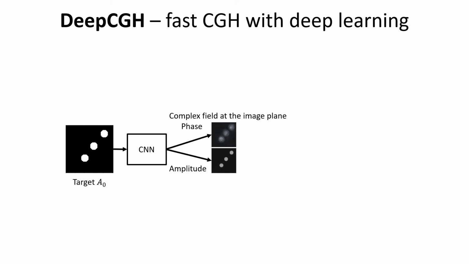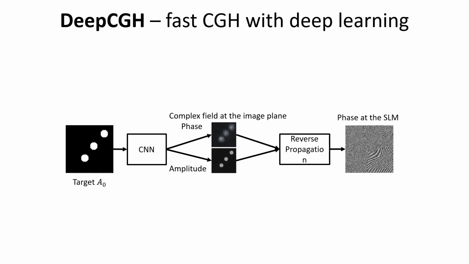Once we have the complex field, we can propagate it backwards to the SLM and get the phase modulation that should be applied at the SLM. This whole process does not involve any iterations. The downside, however, is that it needs to be trained. The CNN needs to be trained.